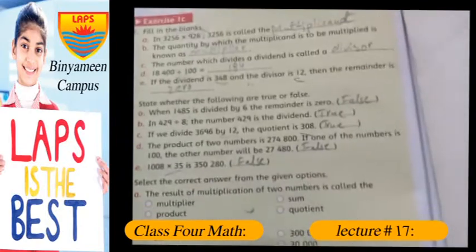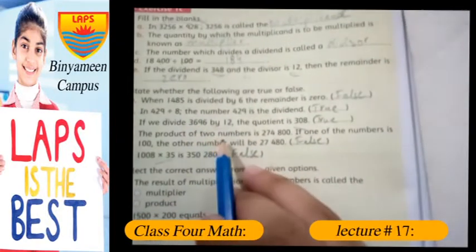If we multiply 1008 by 35, the answer will be 350,280. That's false, because the answer we get will be a little different.